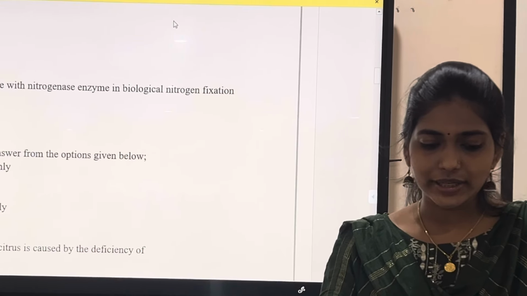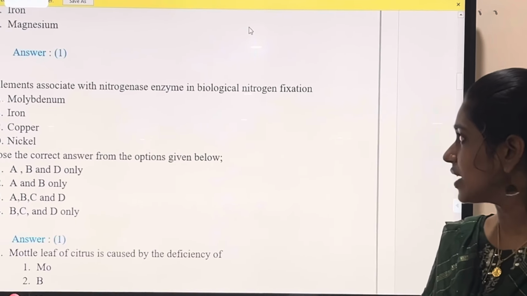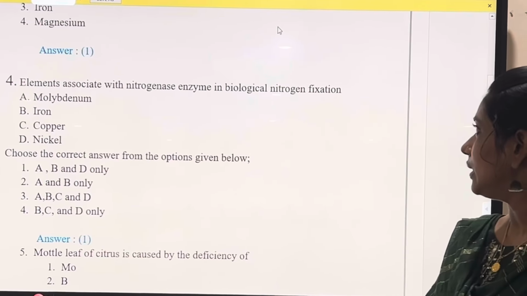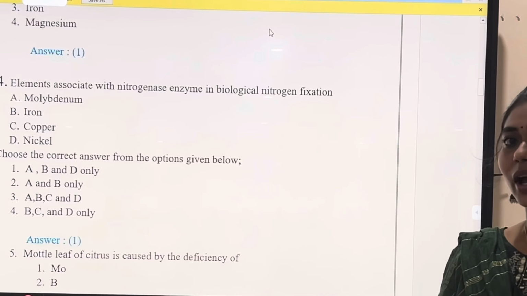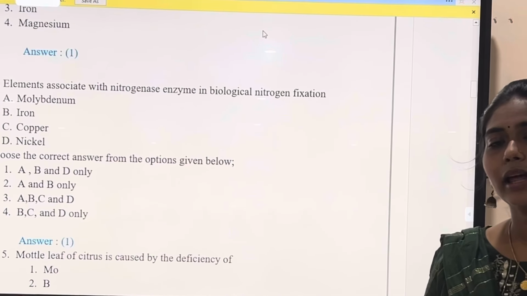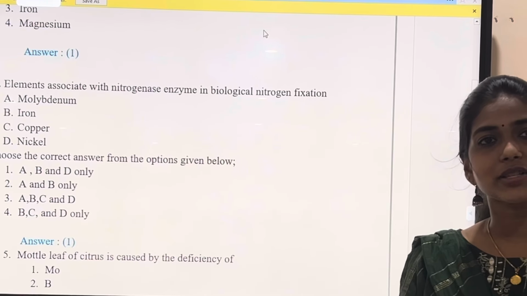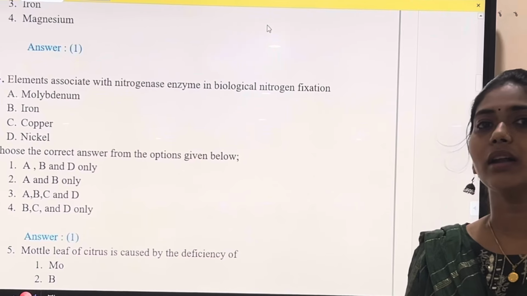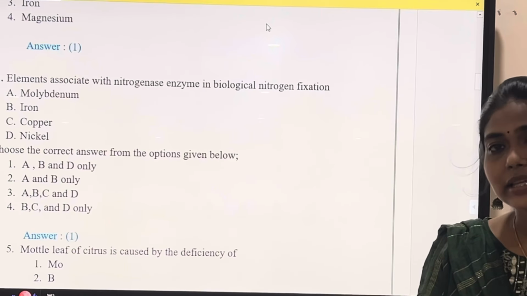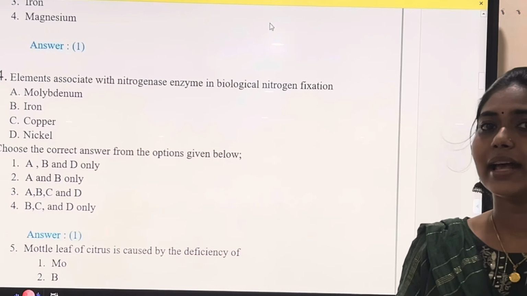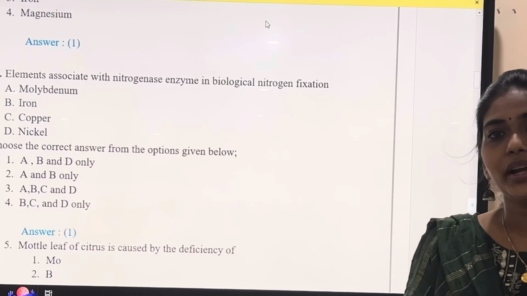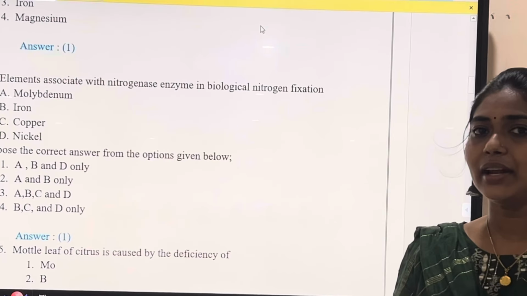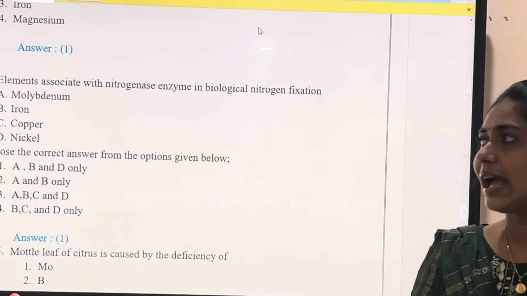Now the fourth question: the elements associated with the nitrogenase enzyme in biological nitrogen fixation. So this question comes under the soil biology aspect. We know biological nitrogen fixation. What is that process called? Atmospheric nitrogen has to be converted into ammoniacal or nitrate forms. Why? Because plants can't take up nitrogen as such from the atmosphere. It has to be converted into easily available forms, and plants usually take up nitrogen mainly in the form of ammonia and nitrate.